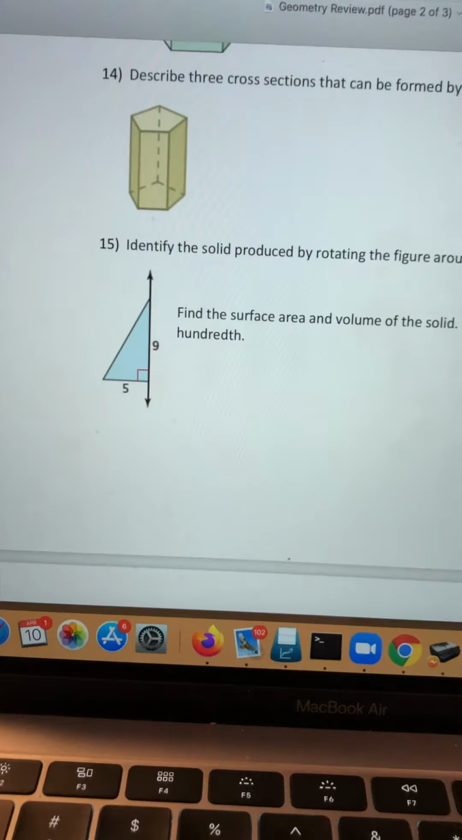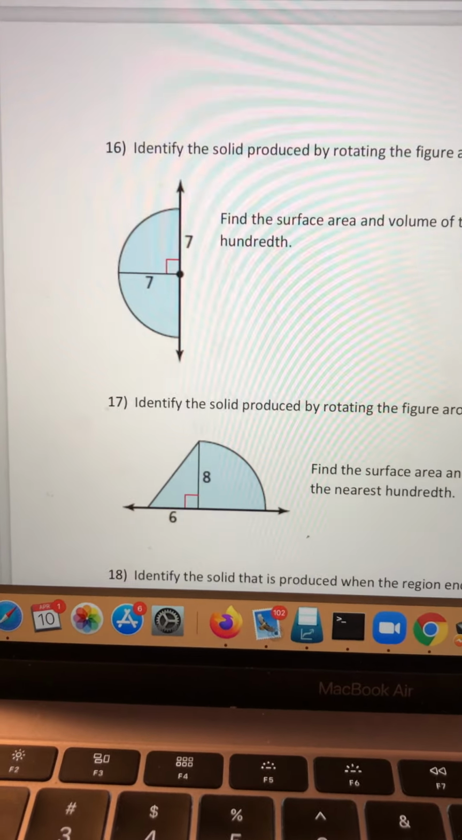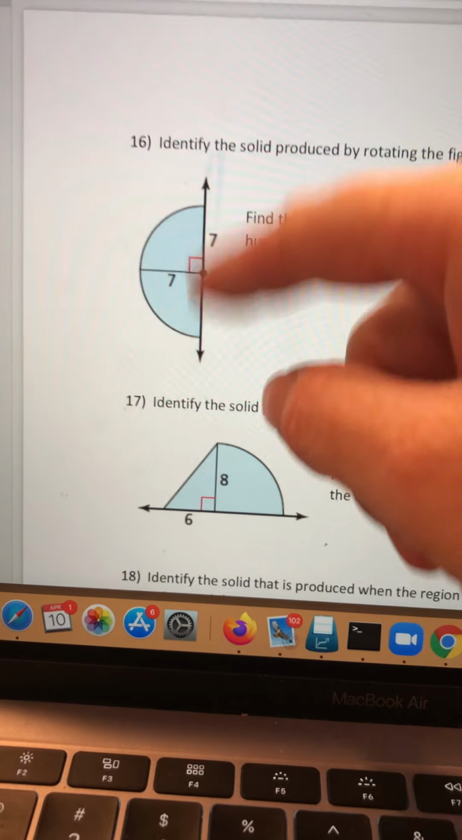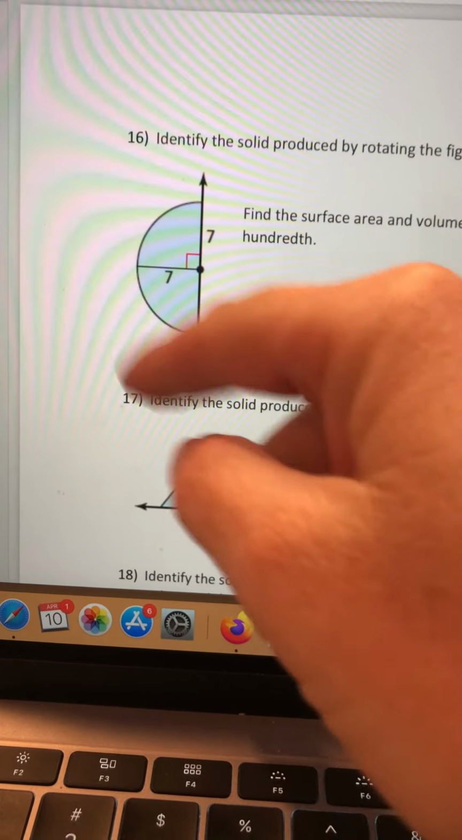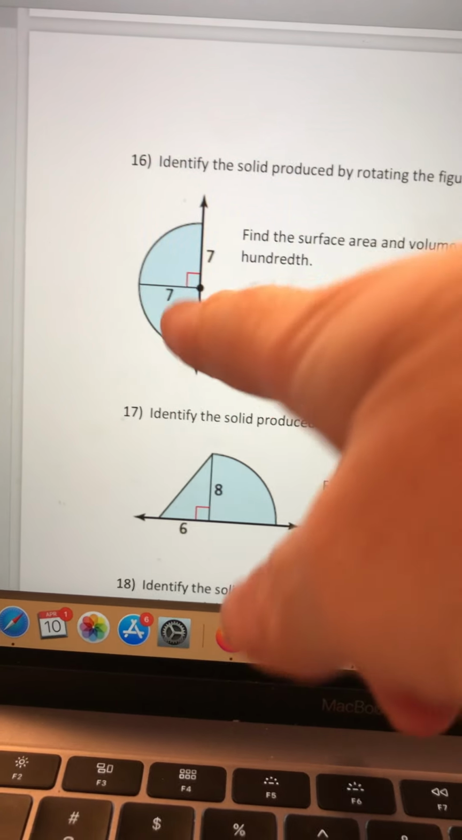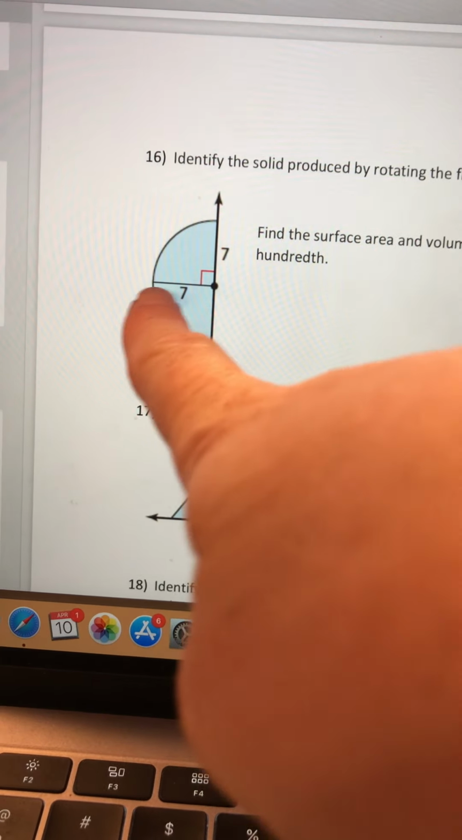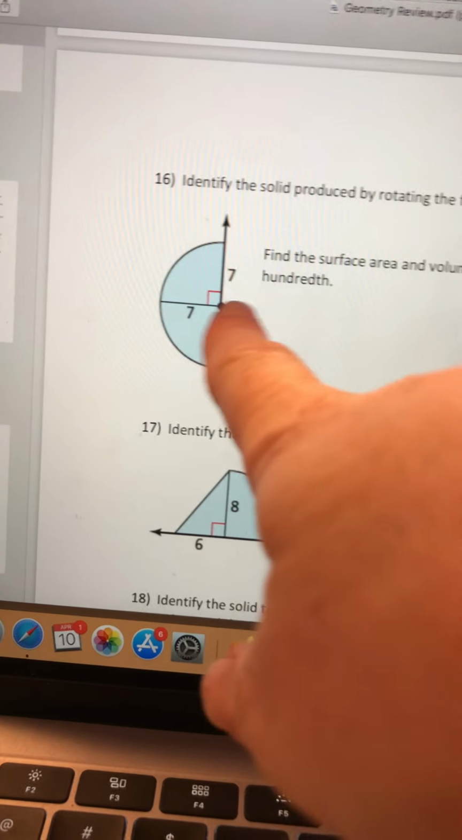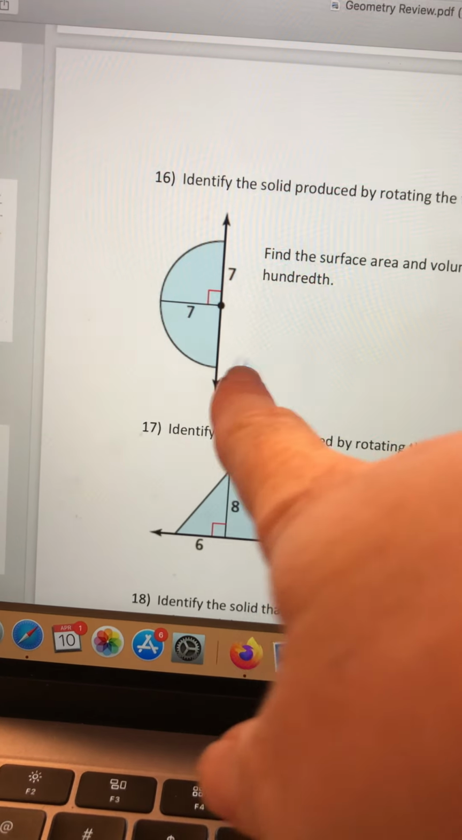Okay, moving on to number 16, almost done here. Number 16, again, if we were to put this on a piece of paper, on a pencil, a little semicircle, and we twist it around, you would see that it would create a sphere. Okay, and so notice that its radius is 7. That's not the diameter, because I would have another semicircle here.